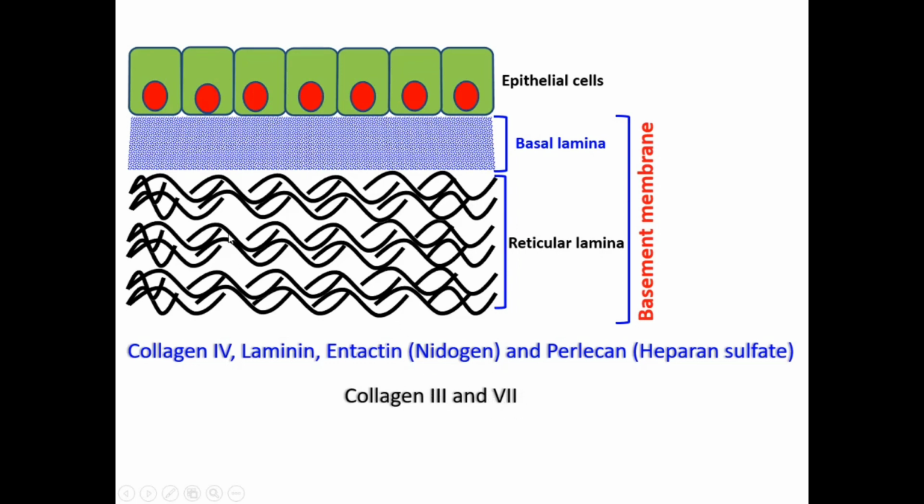And the reticular lamina is also produced by these components, collagen type 3 and collagen type 7. Most of them are collagen type 3. Another name for collagen type 3 is the reticular fiber. Because of that, we call this lamina the reticular lamina. And collagen type 7 attaches the reticular lamina to the basal lamina. Another name for collagen type 7 is anchoring fiber. It anchors the collagen type 3, or reticular lamina, to the basal lamina.